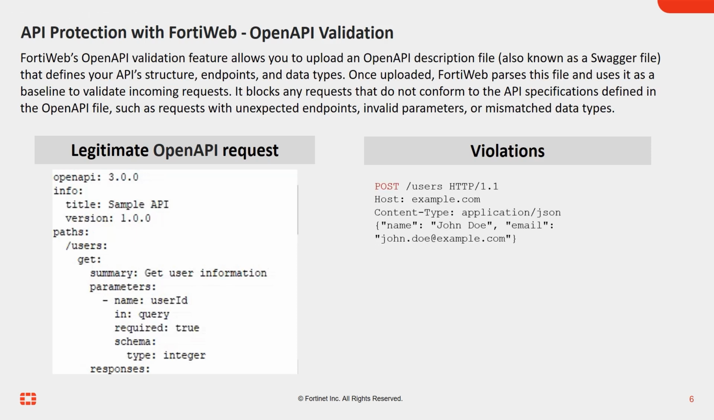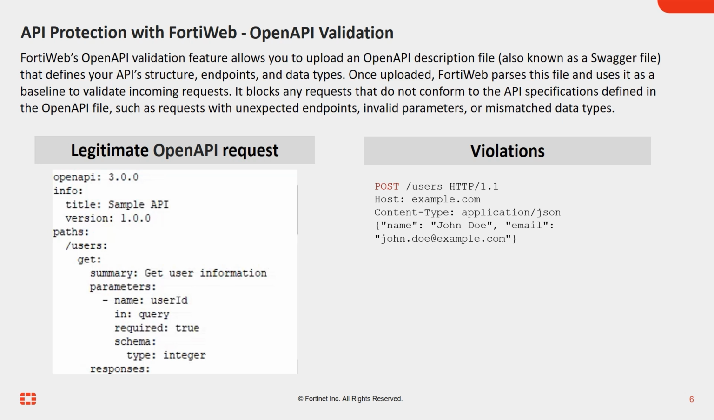Lastly, an attacker sends a request using an HTTP method that is not allowed for the /users endpoint, for example, POST instead of GET. FortiWeb validates the HTTP method against the OpenAPI specification. Since only GET is allowed for the /users endpoint, FortiWeb blocks the POST request.